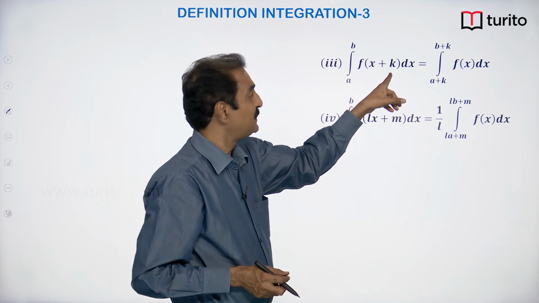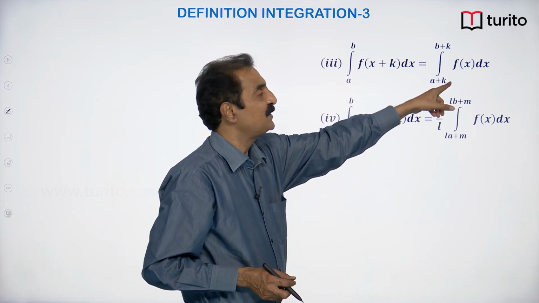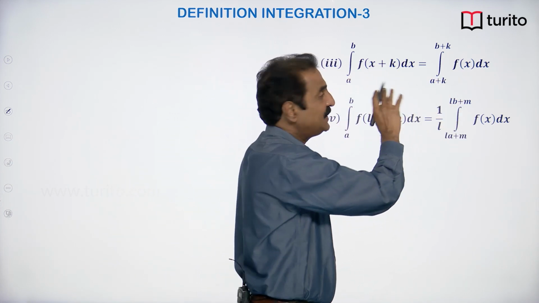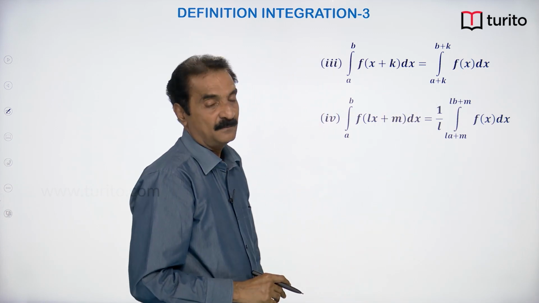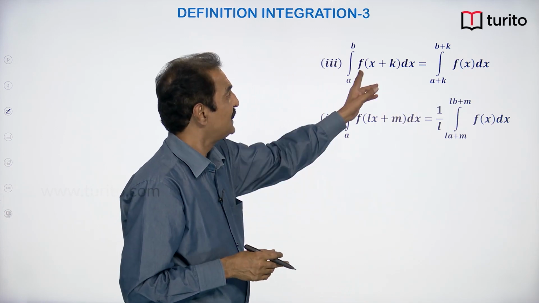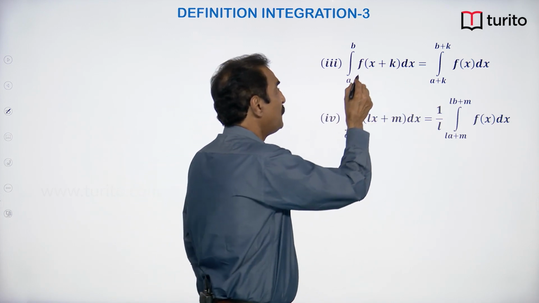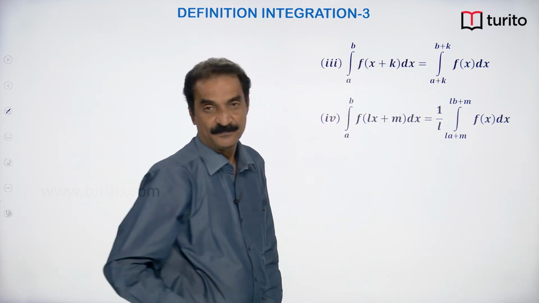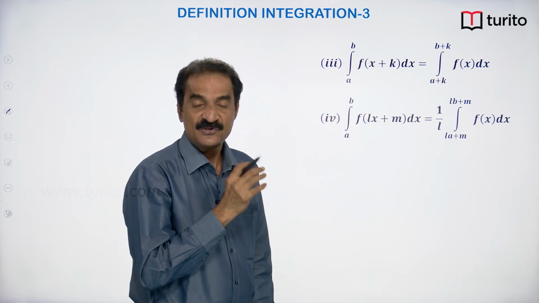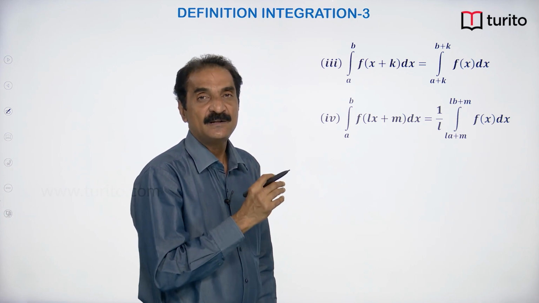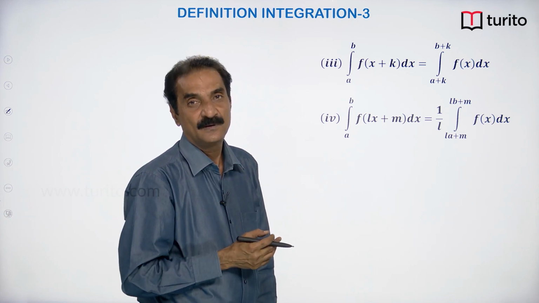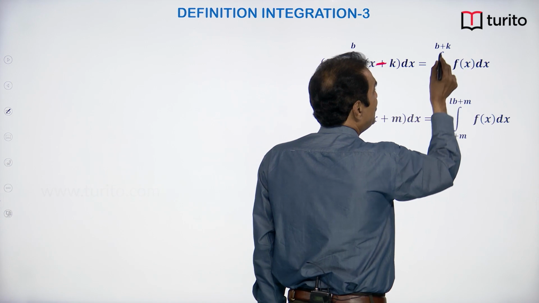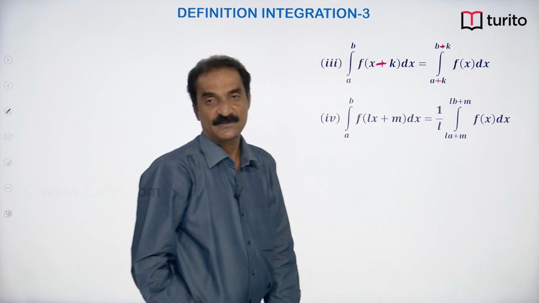Next point, integral a to b f of x plus k is equal to integral a plus k to b plus k f of x dx. Here you can put x plus k is equal to t and you can easily prove it. But without writing that substitution, you can directly apply this step. So if you want to subtract k from x, you should add k to the limits. If you want to subtract a constant k from the variable, you have to add the same constant to the limits. Similarly, if this is x minus k, limits will be a minus k to b minus k f of x dx.